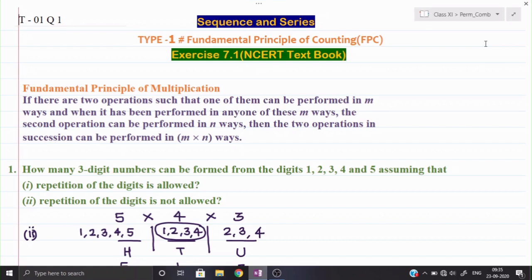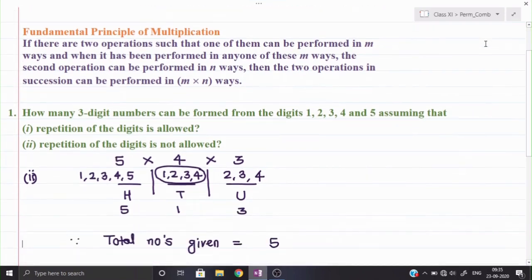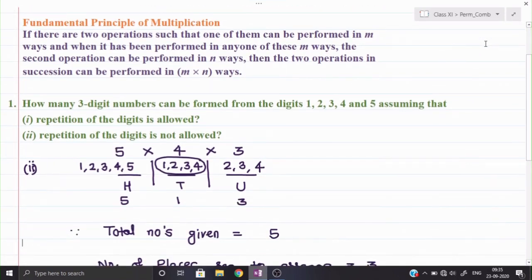Today we are going to start some further questions of exercise 7.1 of fundamental principle of counting. Here we have already covered the second part, so the first part is remaining. By mistake I had taken the second part at that time. See, in the second part, it was given to us that repetition of digit is not allowed.